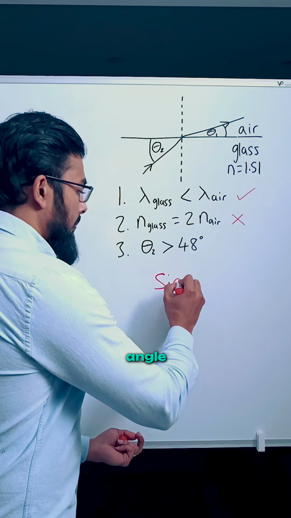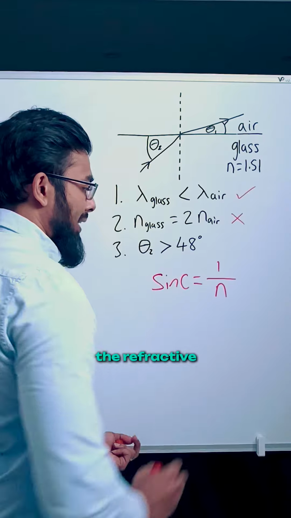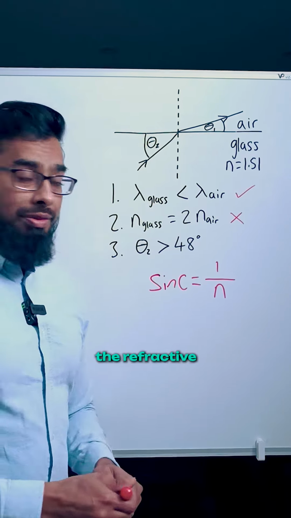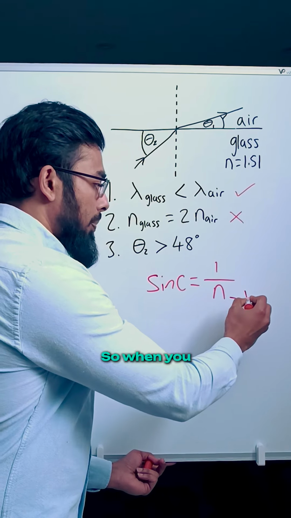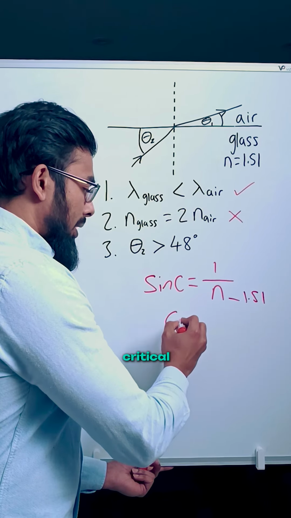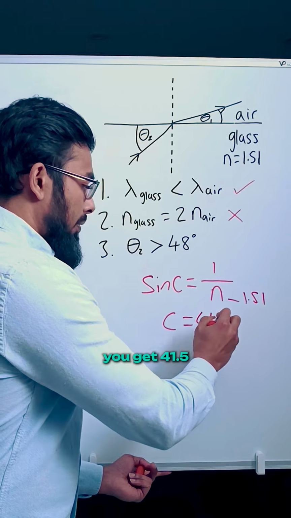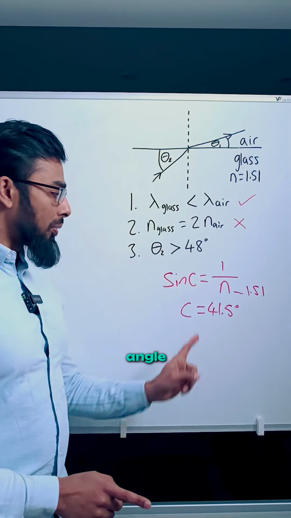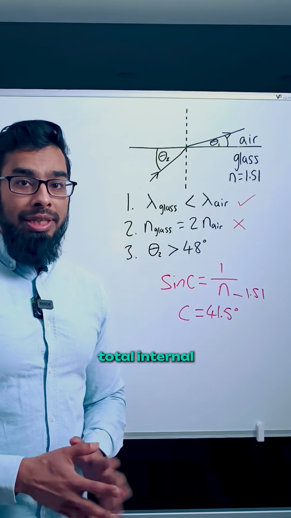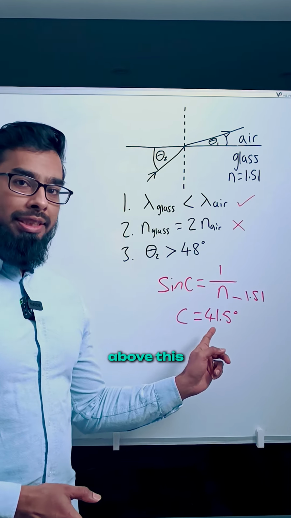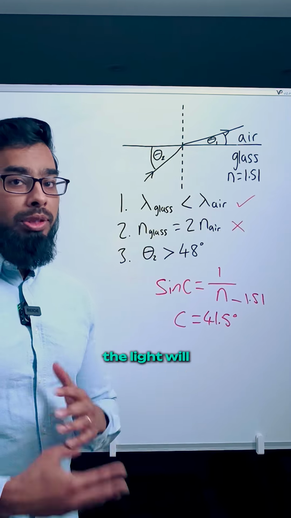Sine of the critical angle is equal to 1 over the refractive index of the material. We know that the refractive index of glass is 1.51. So when you put this into the equation and find the critical angle, you get 41.5 degrees. Now remember, the critical angle tells us the angle at which total internal reflection occurs. So anything above this angle, for the angle of incidence, the light will completely reflect.